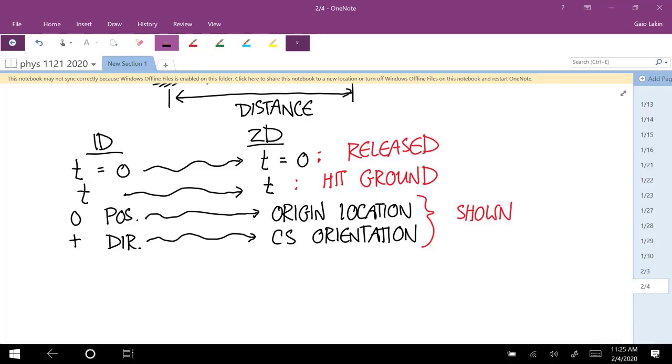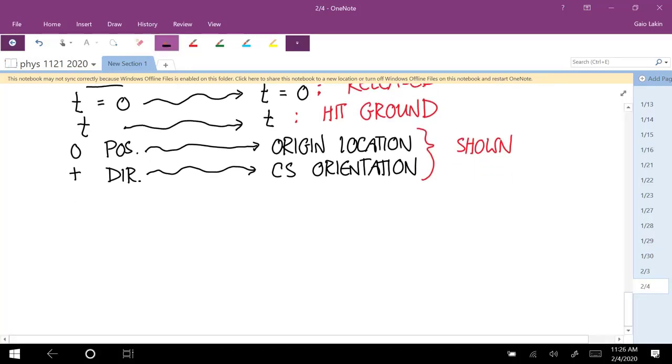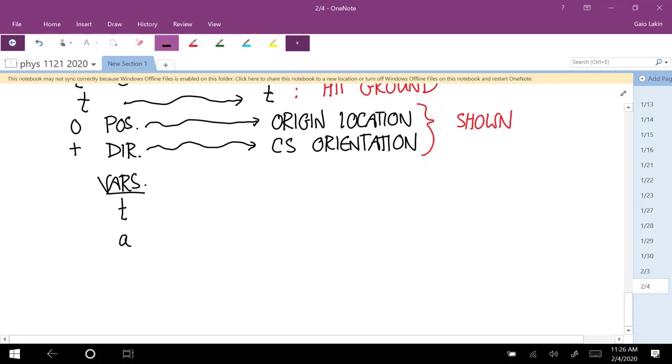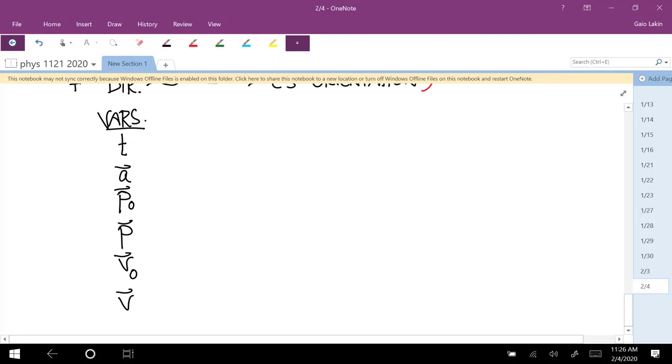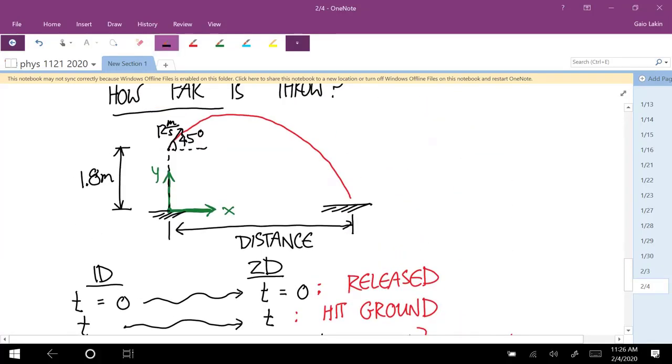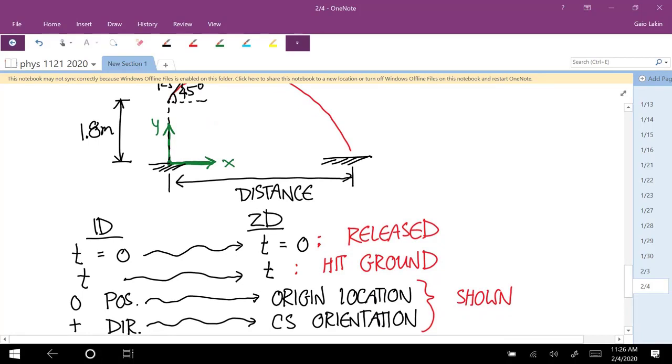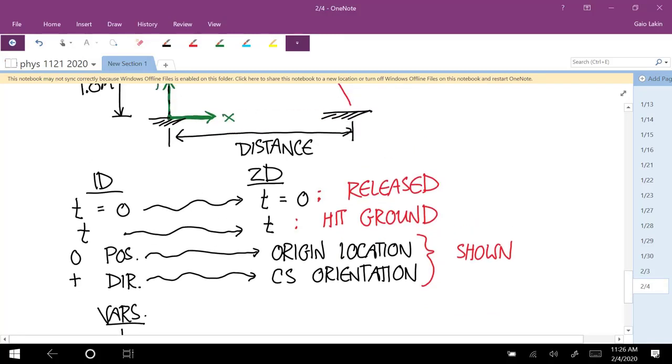And now we can go through the list of variables, think about which ones we know. So I'm going to write the variables out like this. There's t. Acceleration is a vector. P0 is a vector. That's the position at time 0. P is a vector. V0 is a vector. And V is a vector. Okay, and we'll see what we know about these. Do we know how long it takes for the object to hit the ground? No. If we need to later, that's something we can probably calculate, but we don't know it off the bat. Do we know A?